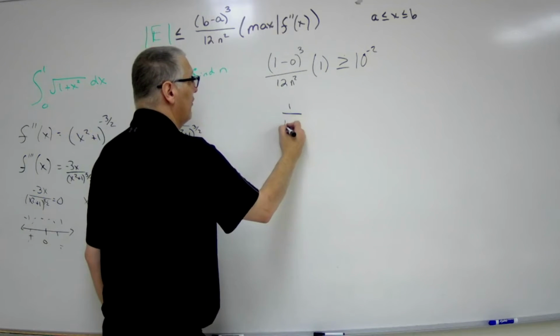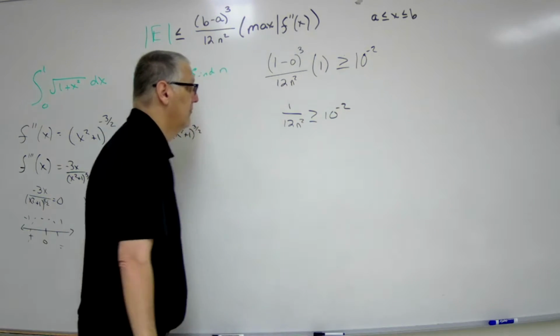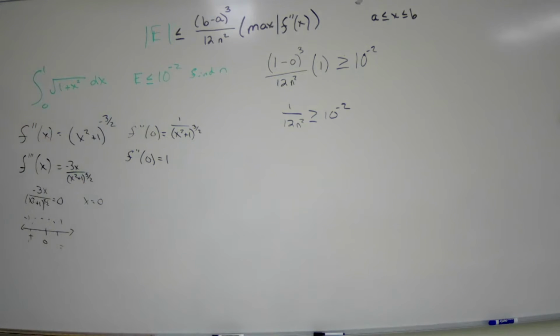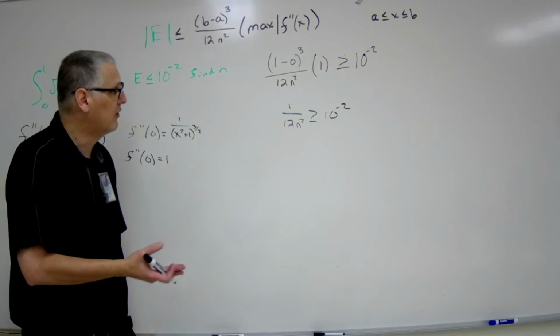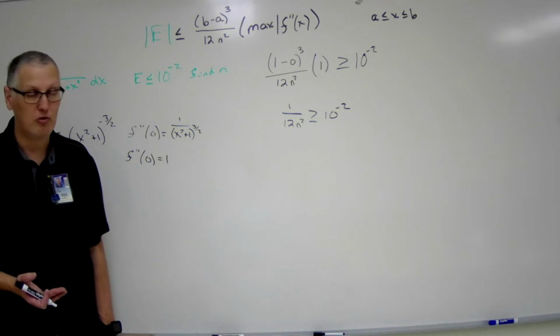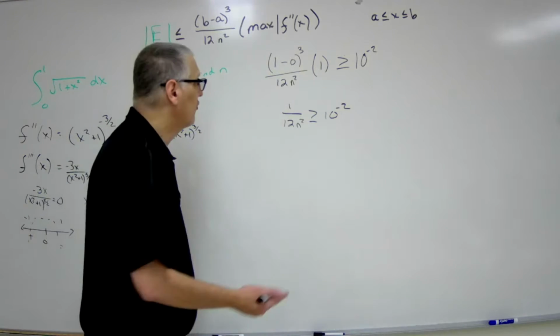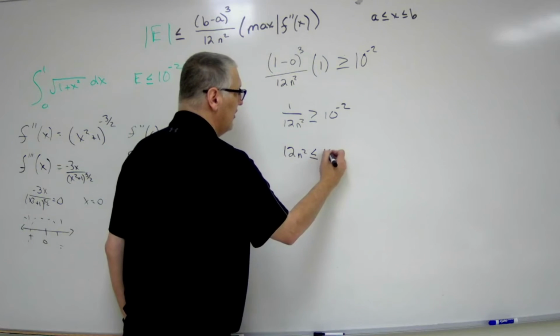I get 1 over 12n squared has to be greater than or equal to 10 to the negative 2. Now, if I take the reciprocal of both sides, what happens to the inequality? It flips. Just like if you multiply by negative 1 or divide by negative 1, if you take the reciprocal of both sides, which you're allowed to do, it flips. Why would I take the reciprocal of both sides on this? So they're both on top, because technically these both are in the bottom, right? So I take the reciprocal of both sides, I get 12n squared has to be less than or equal to 10 squared.